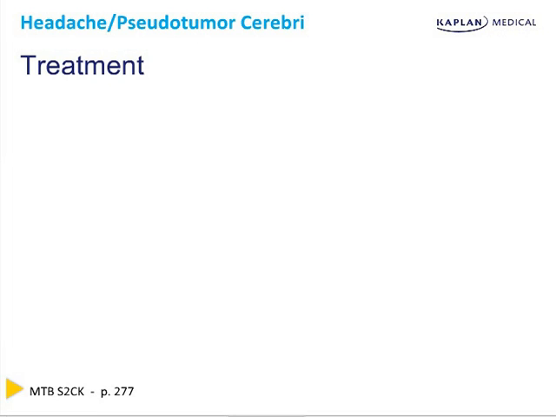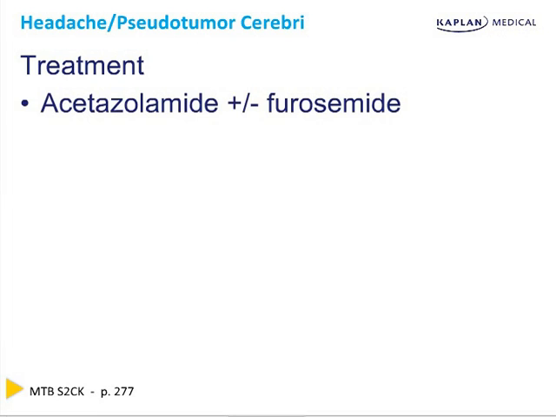The treatment of pseudotumor is to stop the oral contraceptives, lose weight, and if that doesn't work, if these benign things don't work, but stopping the cause or association like oral contraceptives, acetazolamide stops the production of cerebrospinal fluid. Acetazolamide, a carbonic anhydrase inhibitor, sometimes with furosemide, a loop diuretic, stops the production of the cerebrospinal fluid, and steroids can be useful.